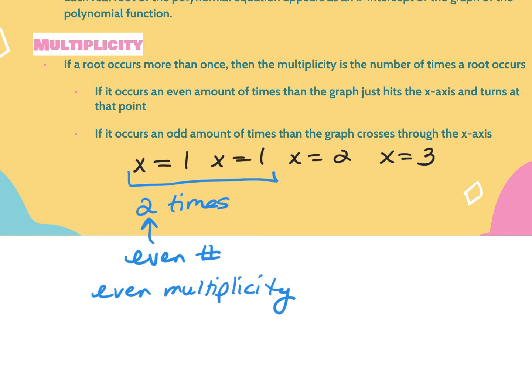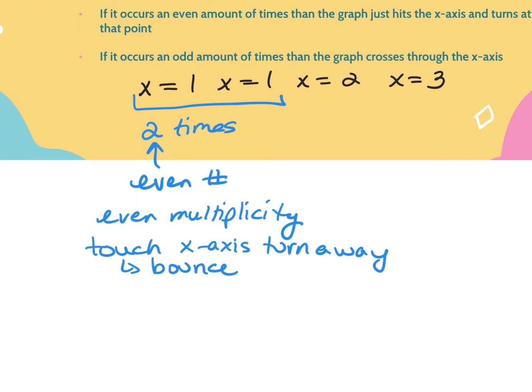And when I go to graph this, it's going to come in and touch the x-axis and turn away. Another way to describe it, it's like a bounce. So for example, let's say this was my graph, and at +1 here, my graph was coming in here. Instead of crossing it, it's going to touch at +1, and then bounce back down. This is an even multiplicity.